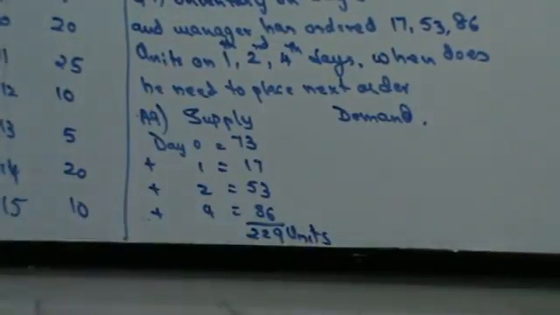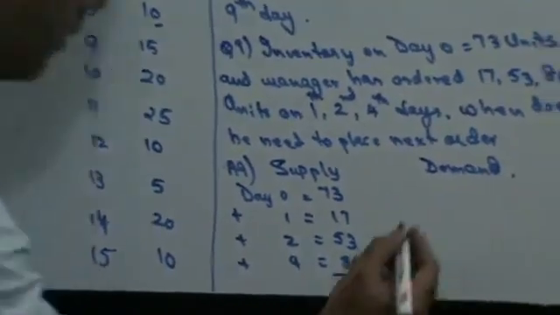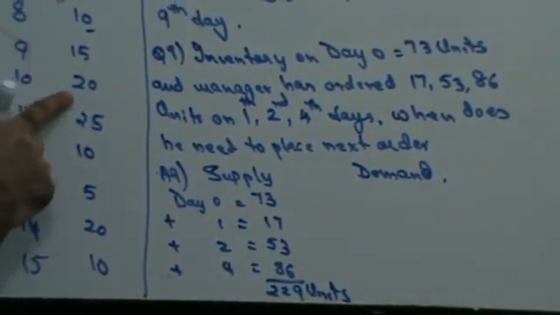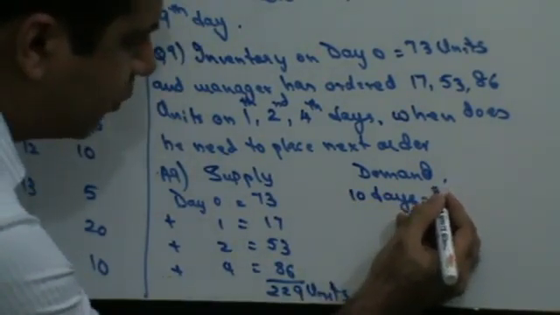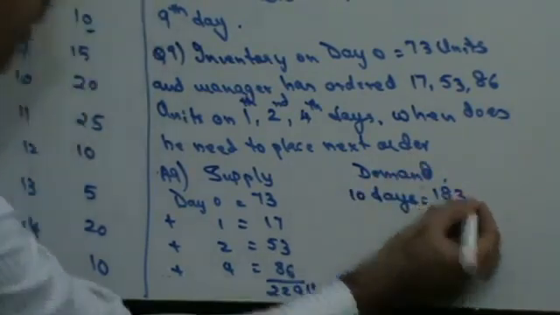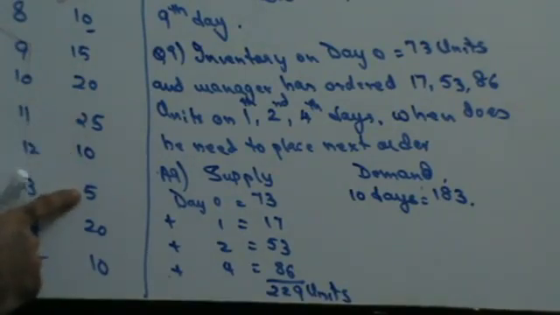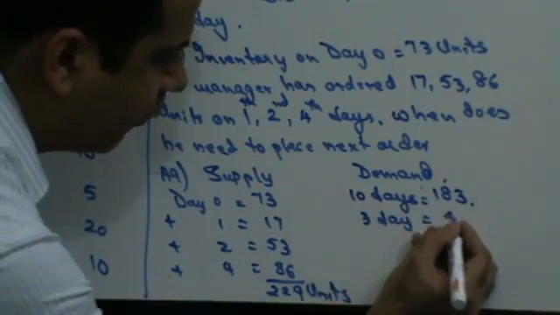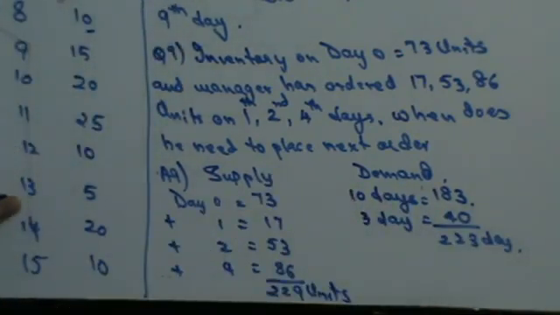Now we already found out by 9 days I would have finished using 163, right? 163 plus 20 is 183. So in the first 10 days I would have used 183 units, right? Then another 40. So another 3 days I would use 40 units. That will be 223 units. So by 13th day I would have finished using 223 units.